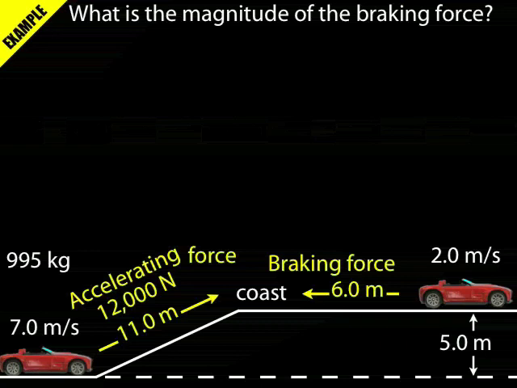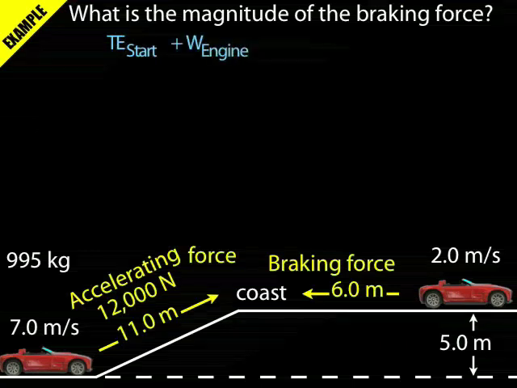So to start with, I'll take a look at the total energy on the left side. And then I've got the accelerating force and the displacement both going in the same direction. So that means it's going to be work done by the car. So this is going to add energy to the car since work is done by the car. So I'm going to add the work of the engine.